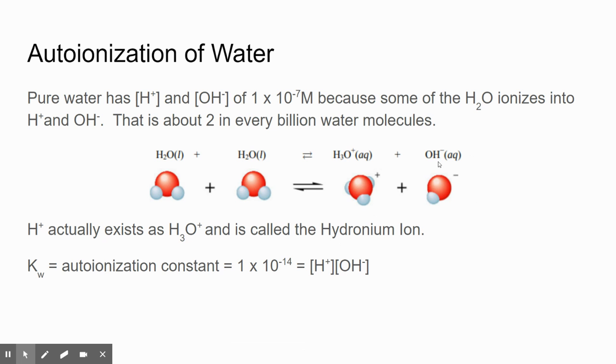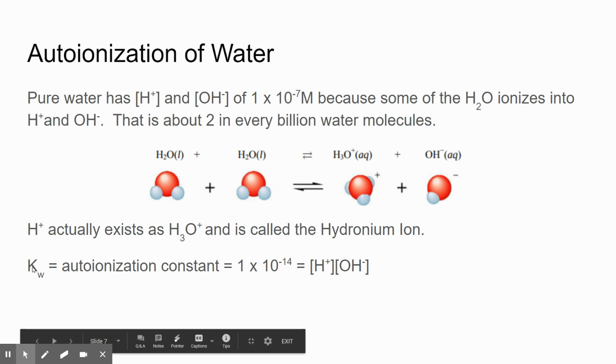Okay. So in pure water, we have a hydronium ion concentration. That's what we call H3O plus, hydronium ion. We have a concentration of 1 times 10 to the negative 7, and an OH minus concentration of 1 times 10 to the negative 7. That's in pure water. Okay. And when we multiply those two things together, we get this constant we call Kw. This Kw is called the autoionization constant, and it is equal to 1 times 10 to the negative 14th, which is the H plus concentration times the OH minus concentration.